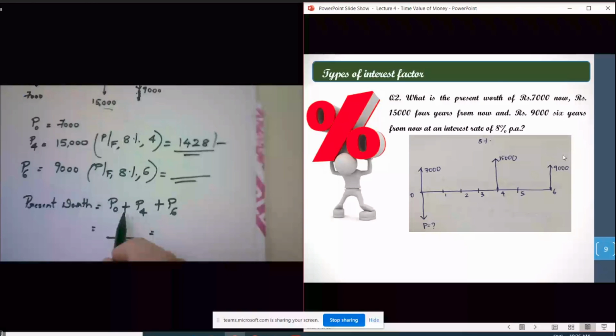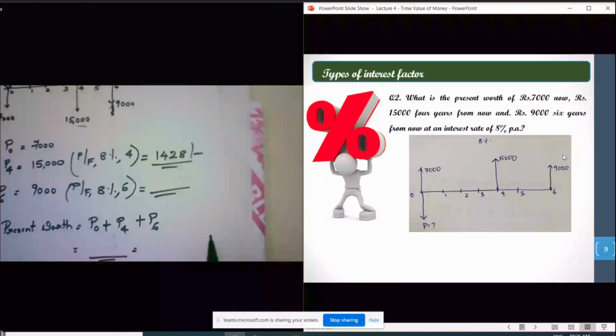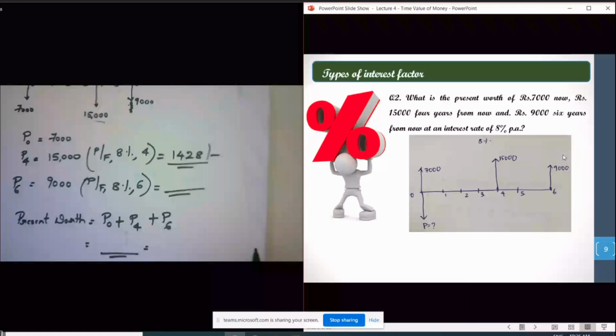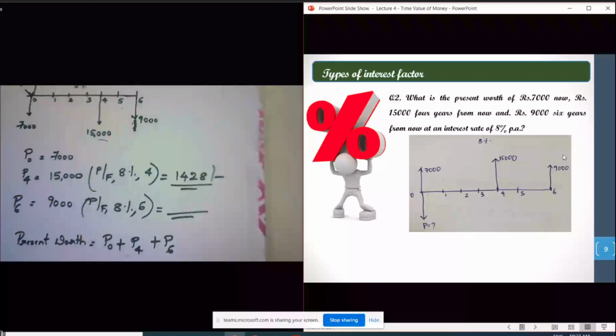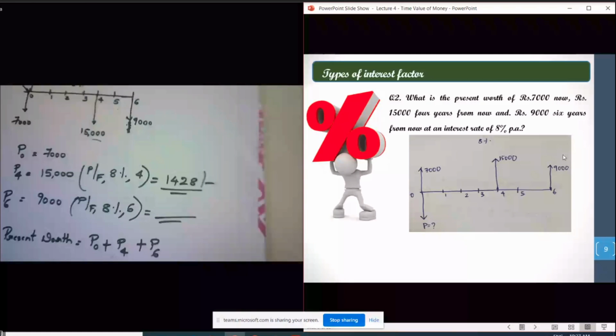Sir, actually, I'm confused because in the slide, the cash flow diagram is exactly opposite of what you've drawn. In the slide, it says that we are investing some amount today, and that has to be worth 7,000 today, 15,000 4 years from now, and 9,000 6 years from now. But what you're saying is that we are investing 7,000, and then we need to find how much it will be worth. Yeah, correct. Here in this case, there is only one type. Either you can consider it to be an investment or you can consider it to be a return.